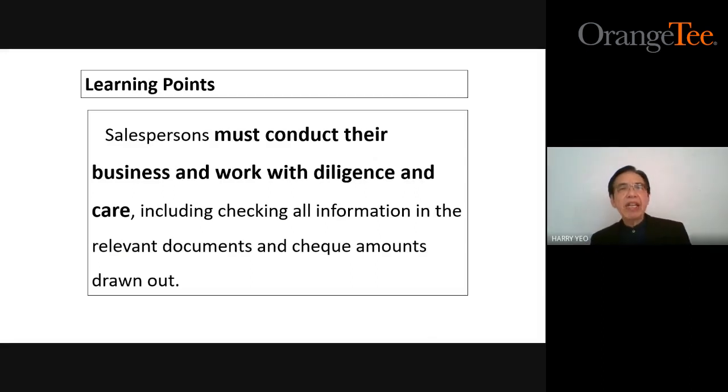Why did this agent get into trouble? Because he failed to do the checking, as a result of which he was fined. So we can escape this kind of painful consequences by making sure that we check. Otherwise, we can be charged for failing to exercise reasonable care and concern.